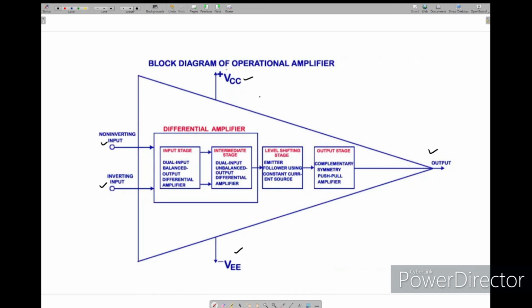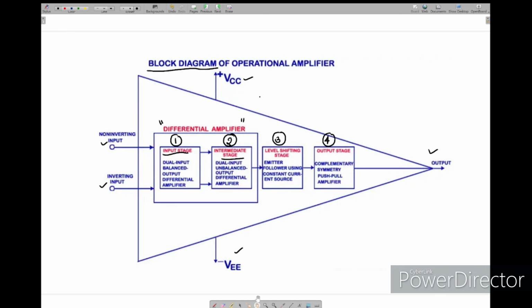This operational amplifier block diagram consists of mainly 4 stages. One is the input stage, second is the intermediate stage, third is the level shifting stage, and fourth is the output stage. If you see inside, the first two stages are differential amplifiers. This is the most important stage for the operational amplifier. The third stage is level shifting, and the fourth stage is the output stage.